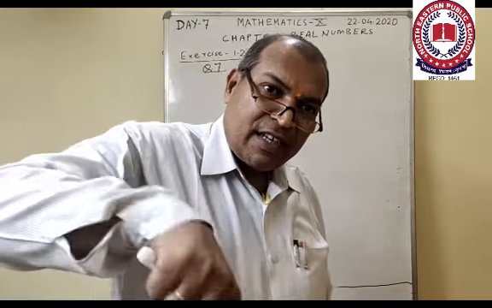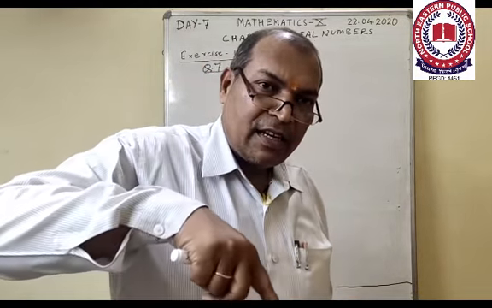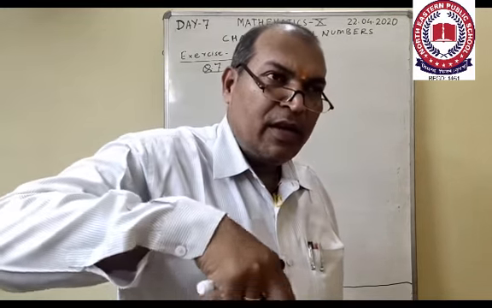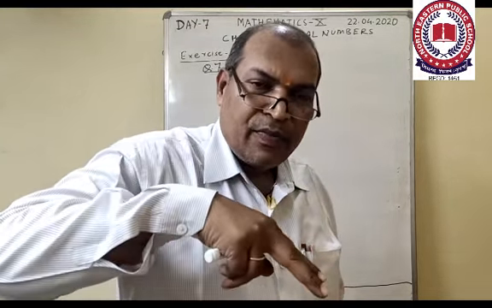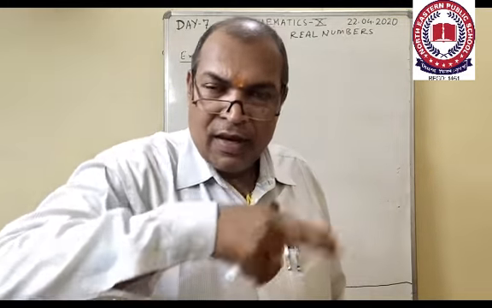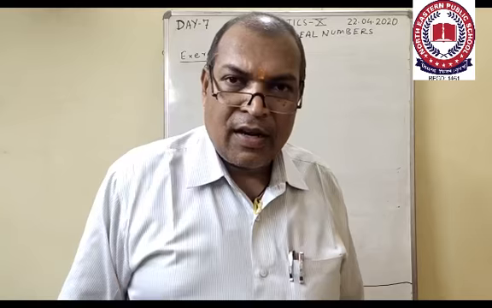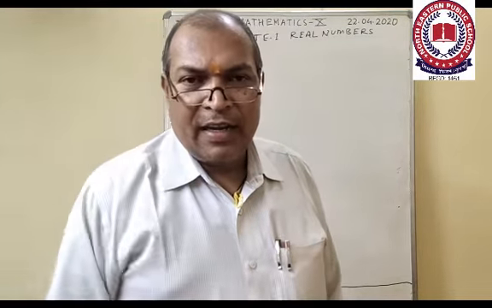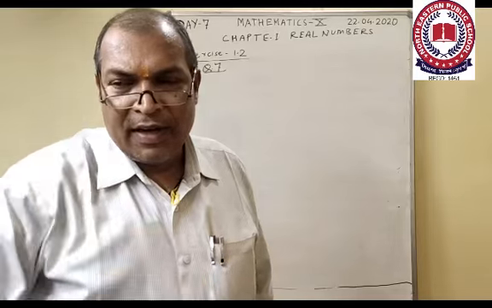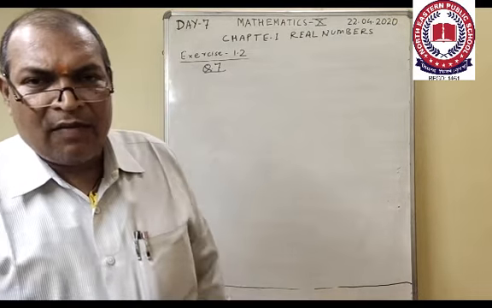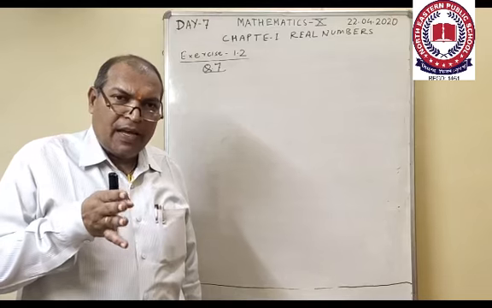So one is faster, one is slower. When one is moving one round, it will take 12 minutes, second round 24 minutes, third round 36 minutes. Like that, when Sonia runs the first round she will take 18 minutes, again the second round she will take 36 minutes. So after 36 minutes they will be meeting at the same place.